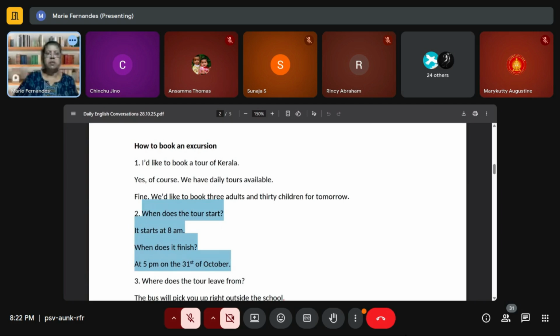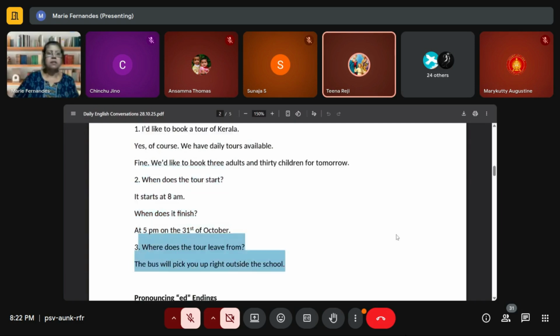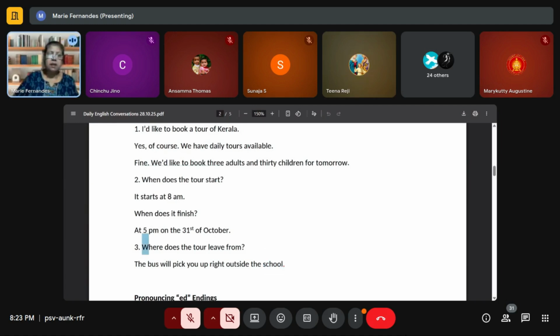Thank you, ma'am. Mrs. Joyce Moore, the third one of these sentences. Where does the tour leave from? The bus will pick you up right outside the school. School. Say school. Not cool, school. Okay. Can you read it again? Where does the tour leave from? The bus will pick you up right outside the school. Thank you so much.